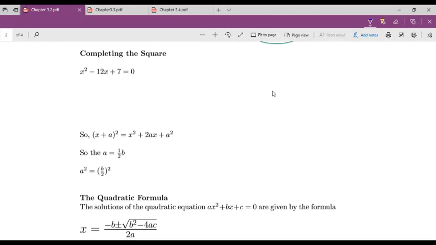The first thing that you're really going to want to do if you're completing the square, what I always do, I get my x parts together, and then I bring that constant over to the other side, and I leave myself a big gap.